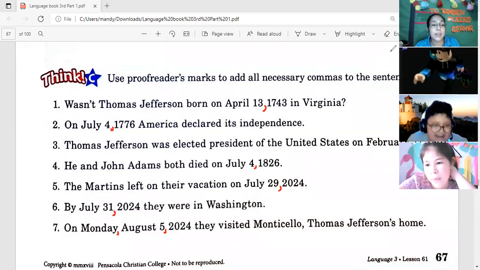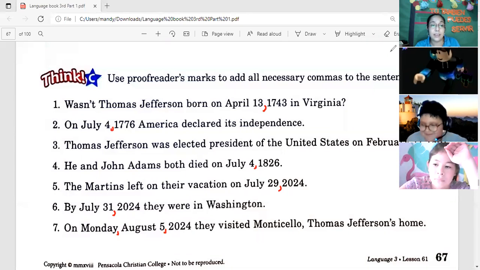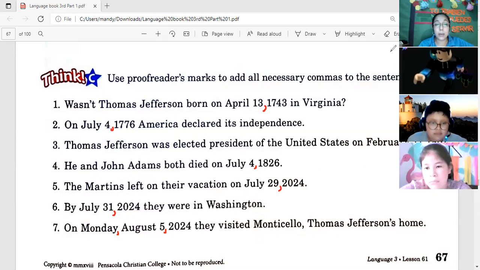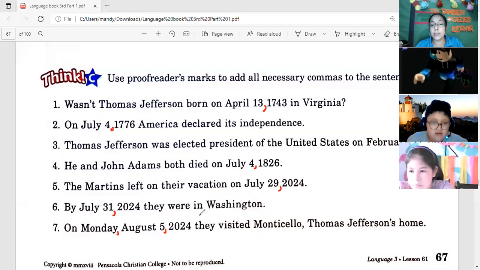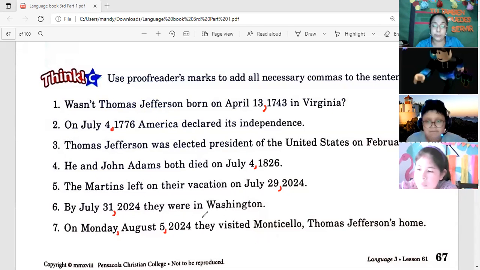The sixth sentence of that part. Okay, that is in the future. So let's see, by July 31st. Por julio 31 del 2024, ellos irán o fueron a Washington o estarán en Washington. En realidad, ese es un ejemplo, pero si decimos they were, ellos estuvieron en Washington, es como una suposición. Podemos decir que es una suposición, ¿de acuerdo?